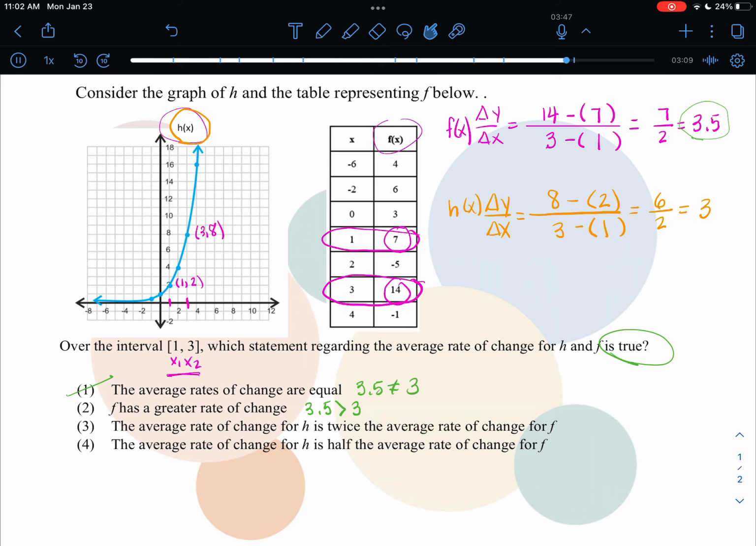Just to make certain, I'm going to read through the other two answers to see if I can eliminate those. If I have the time, it's a good idea to do this just in case I made an error in the subtraction. This was easy subtraction, but if it was more complex formulas or equations, I would definitely want to double check. Number 3 says the average rate of change for H, which is 3, is twice the average rate of change for F. No, F would have to be 1.5 for that to be. And number 4 says the average rate of change for H is half the average rate of change for F. And again, that is also not true. So I'm going to stick with my answer of number 2, and I'm done.